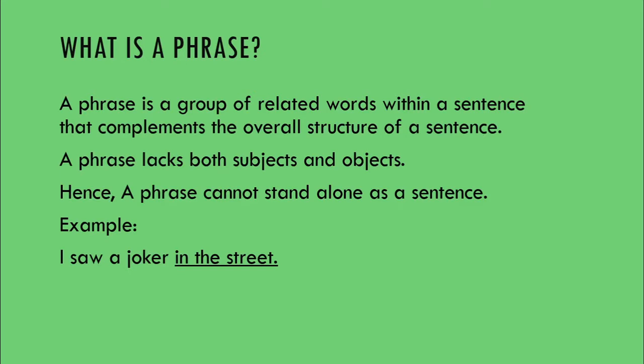For example, I saw a joker in the street. So here we have a phrase, in the street. So look at this sentence. In the street, this is a phrase. Here we don't have any subject or finite verb.